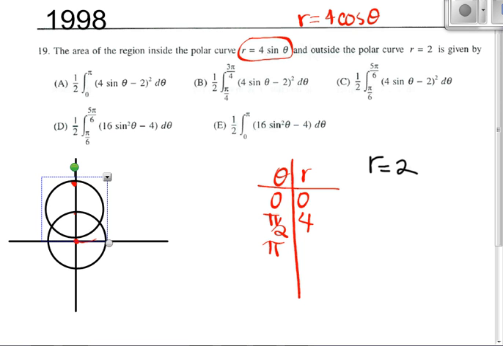So this is 0, right? So if you're talking about r equals 4 sine theta, this is on the y-axis, a circle of diameter 4, with radius 2. And this is going to be on the x-axis. Those are the 3 graphs you have to know if it's multiple choice.